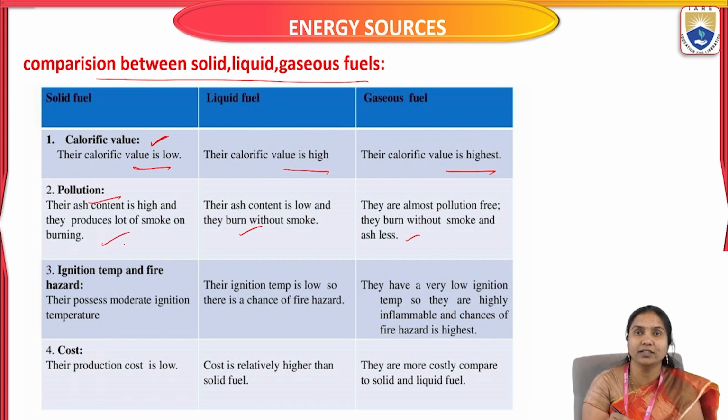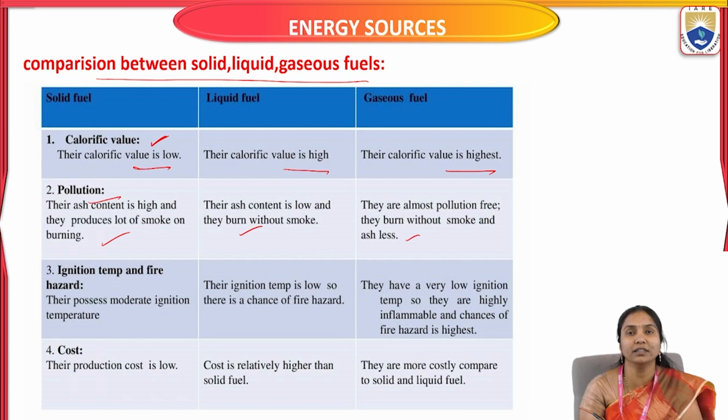So solid fuels produce more smoke because they contain a high percentage of ash. But liquid fuels have low ash content and burn without smoke. Gaseous fuels are almost pollution free, burning without smoke and ashless, and they don't contain any ash. Liquid fuel contains less ash, but solid fuel contains more ash, which is why it produces a lot of smoke on burning.